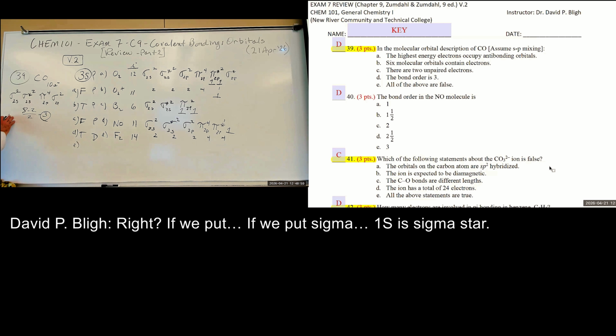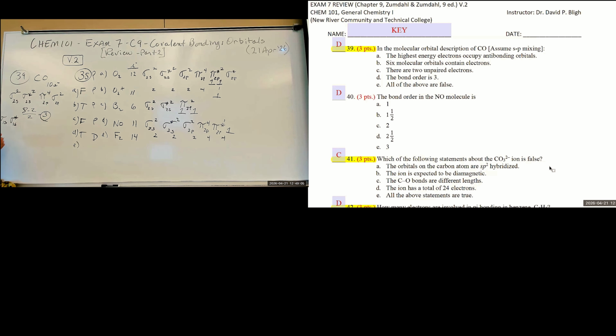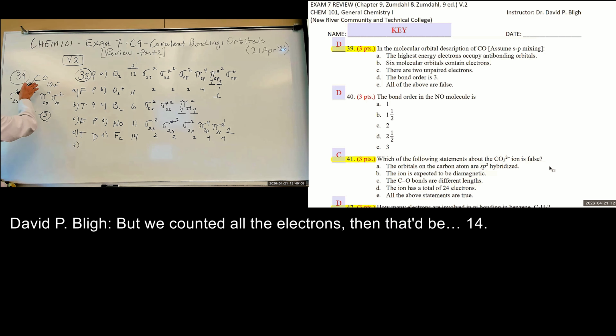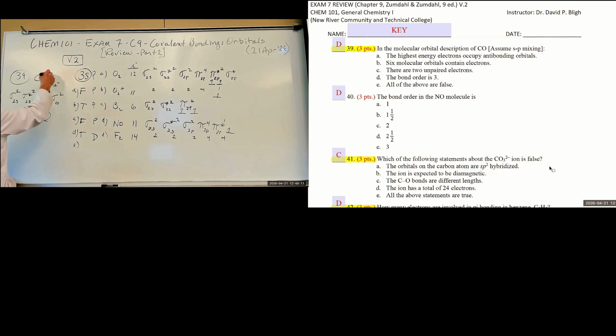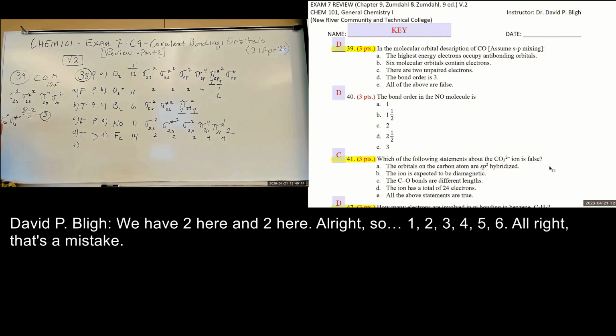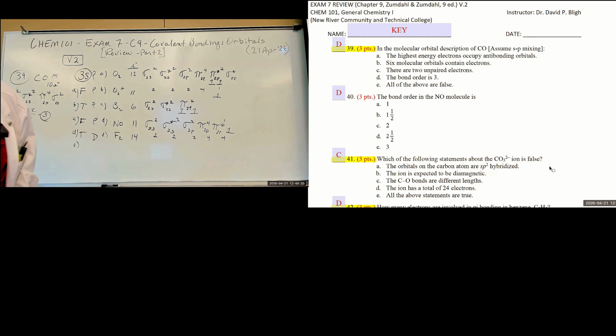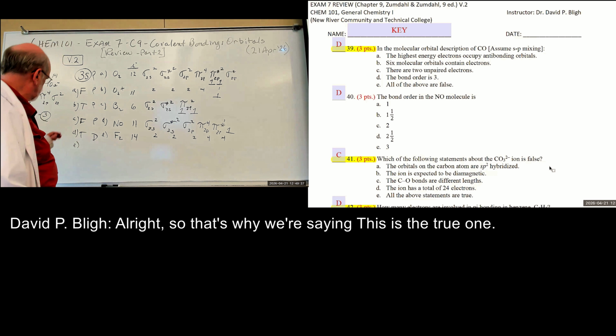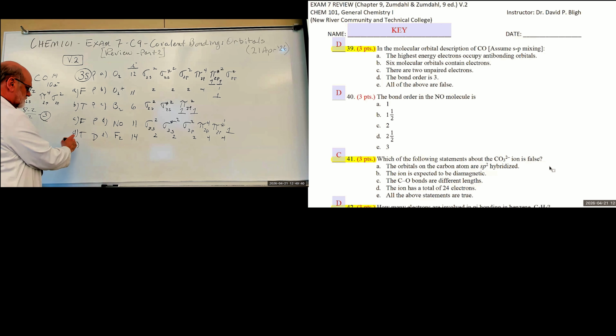Right? If we put sigma 1s and sigma star 1s, but we counted all the electrons, then that'd be 14. We'd have 2 here and 2 here. Right? So 1, 2, 3, 4, 5, 6. All right, that's a mistake. And there are no unpaired electrons. Bonding order is 3. All right, so that's why we're saying this is the true one.